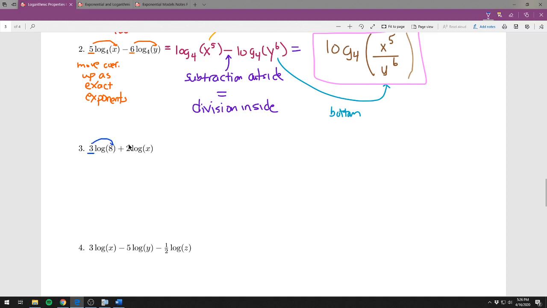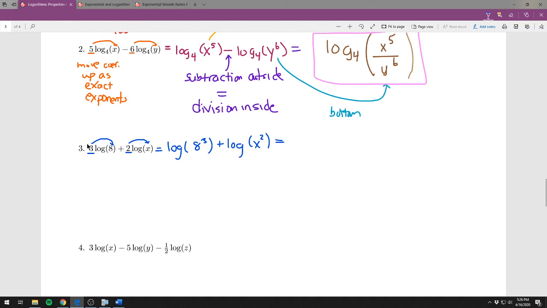If we want to combine these two, 3 log of 8 plus 2 log of x, we got to move our coefficients up as the exponents. Before we can combine them, that must be done. We got log of 8 cubed plus log of x squared.